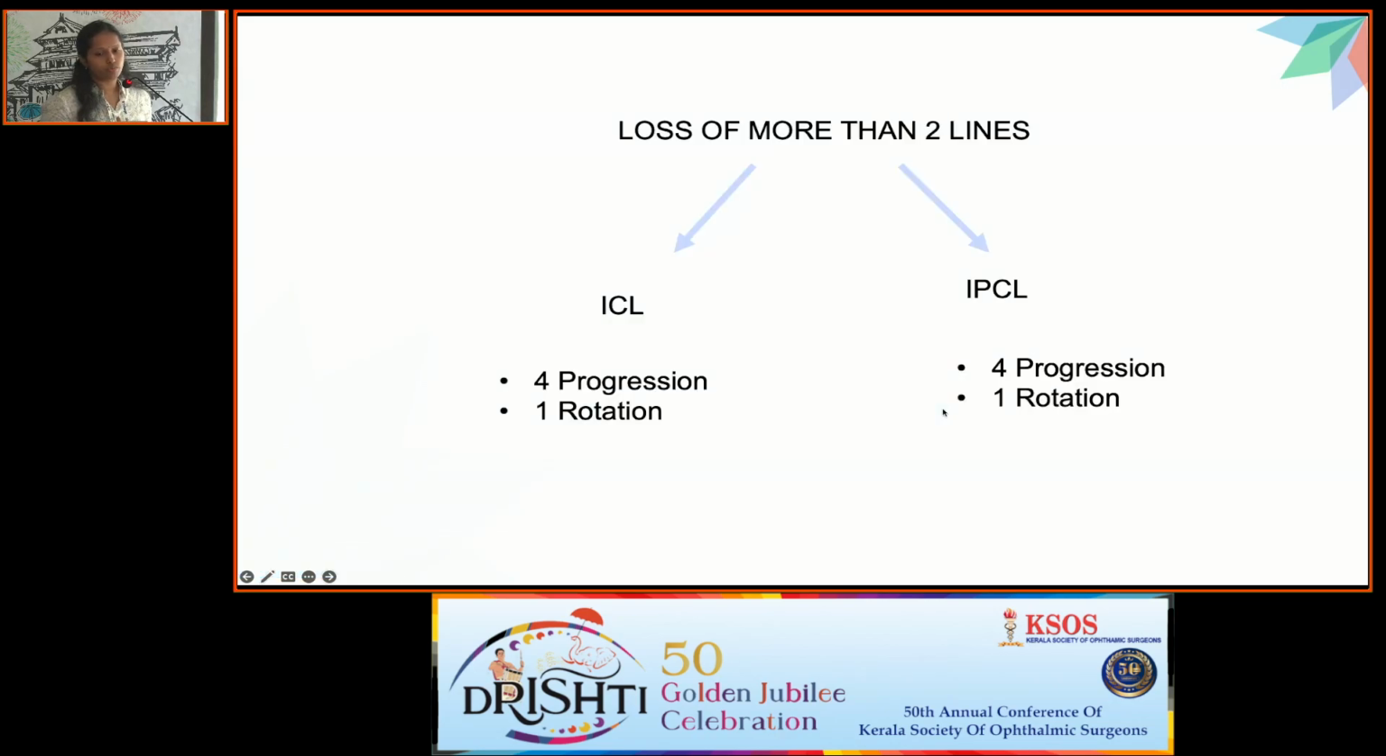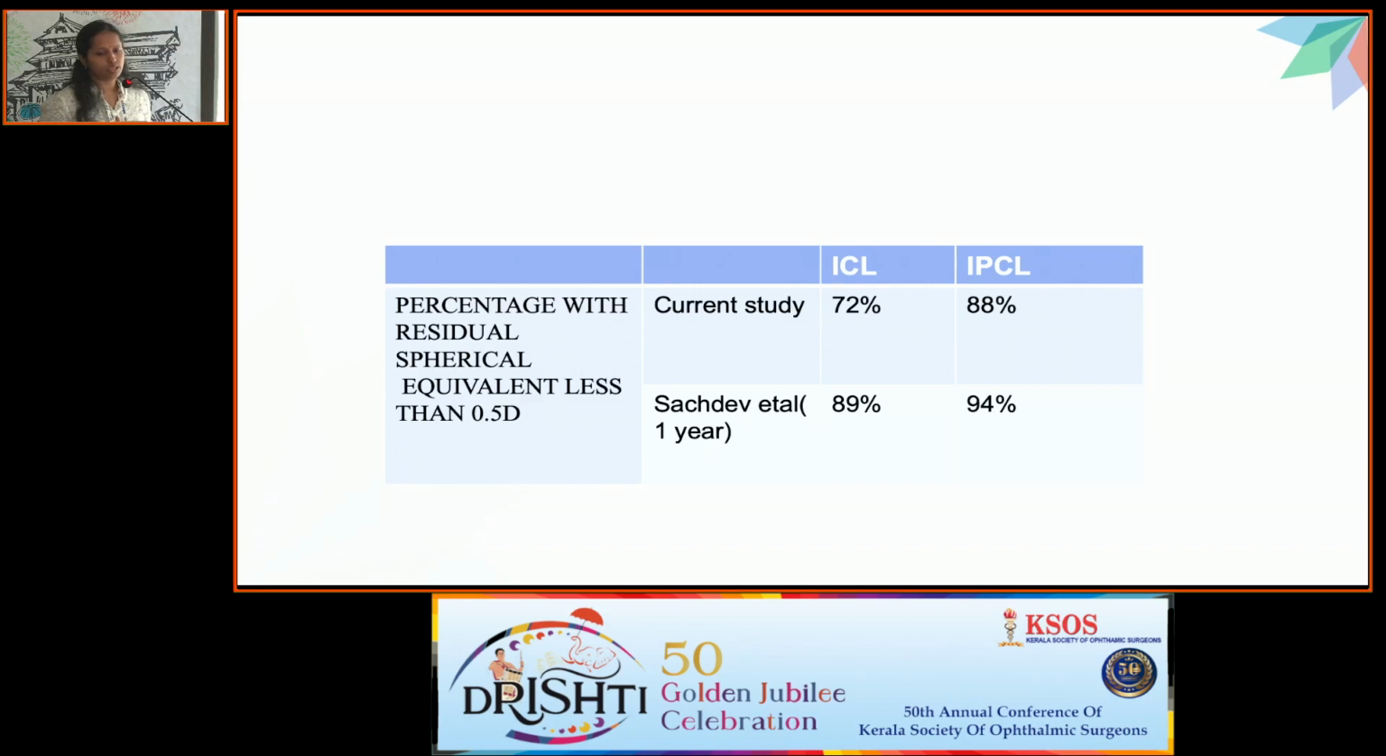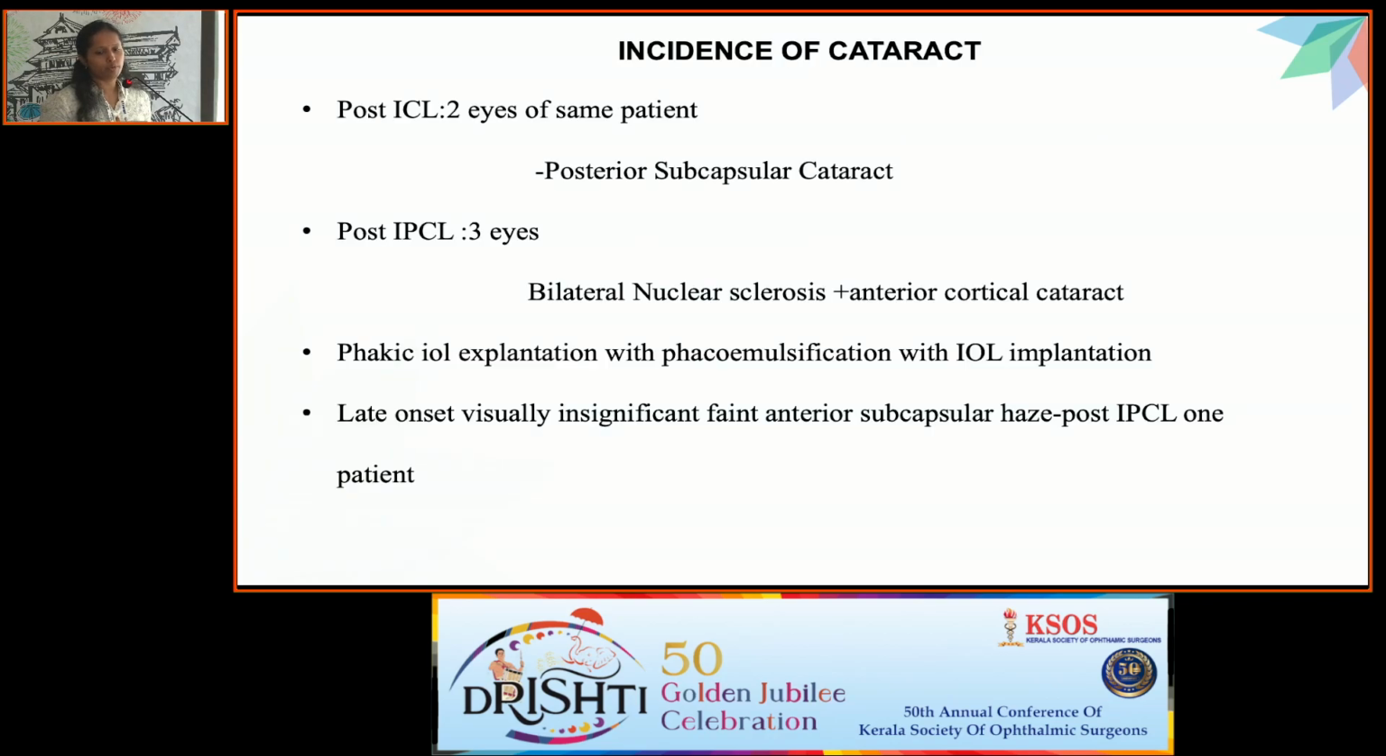There was a loss of more than 2 lines in 5 patients, of which 4 were due to progression of myopia and 1 was due to rotation of the lens. The percentage with residual spherical equivalent within 0.5 diopter was also comparable to previous studies, as done by Sachdev et al. in their 1-year follow-up. About the incidence of cataract, after 1 year postoperatively, PSC was observed in 2 patients of the ICL and 2 patients of the IPCL group.